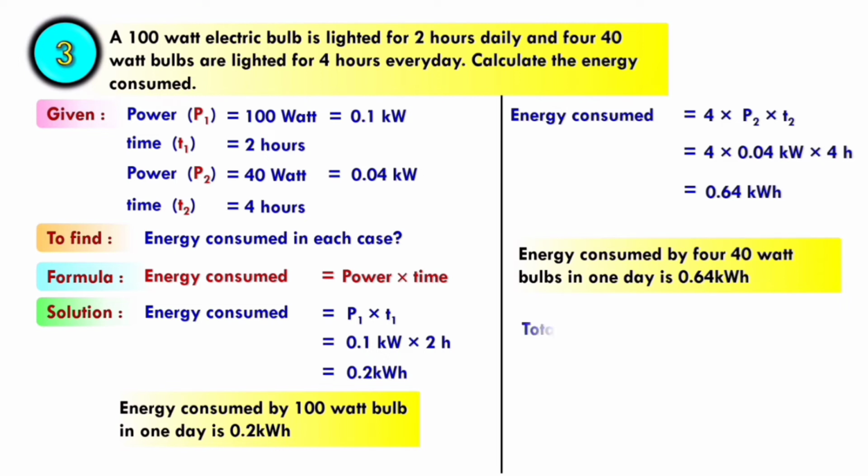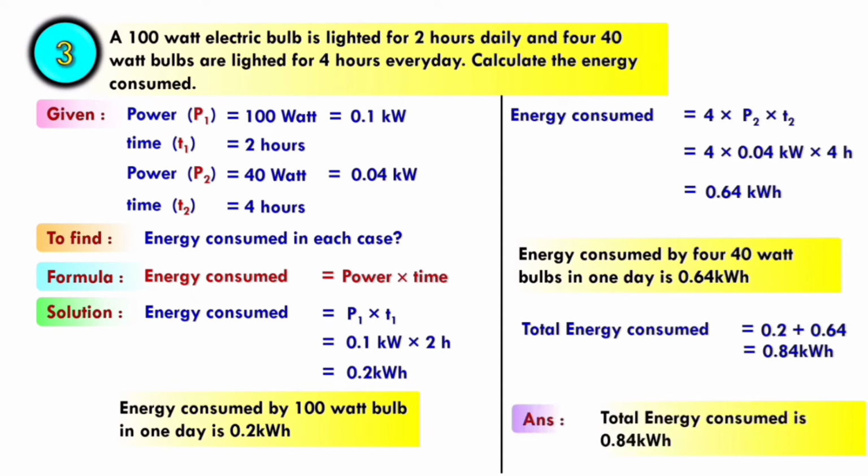Clear? So what is the total energy? Total energy consumed will be your 0.2 plus 0.64 equal to your 0.84 kilowatt hour. So the answer is total energy consumed is 0.84 kilowatt hour. Okay, done? Let's move to question number 4.